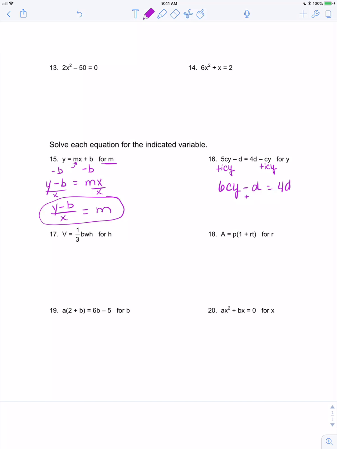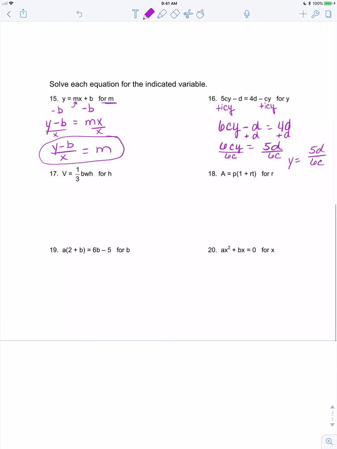Then we're going to add the d, trying to start isolating that. Well, 4d plus 1 more d, 6cy is equal to 5d. And now we're isolating that y. So here, 6 times c times y, if it's all multiplied, I can just divide out whatever I don't want over there. So y would equal 5d over 6c.